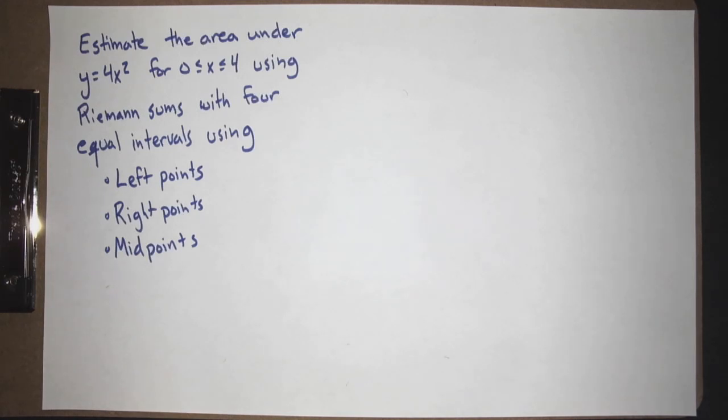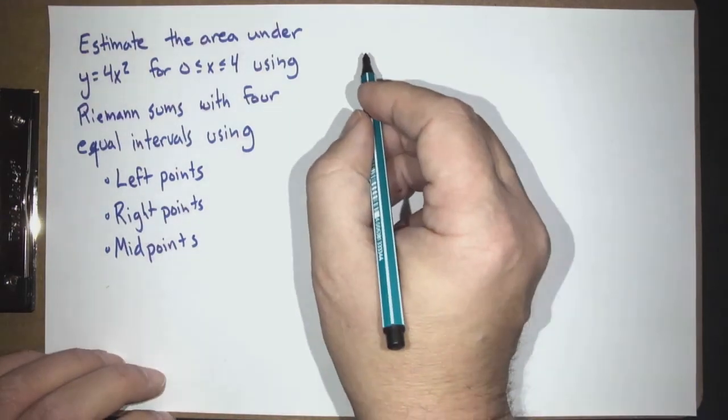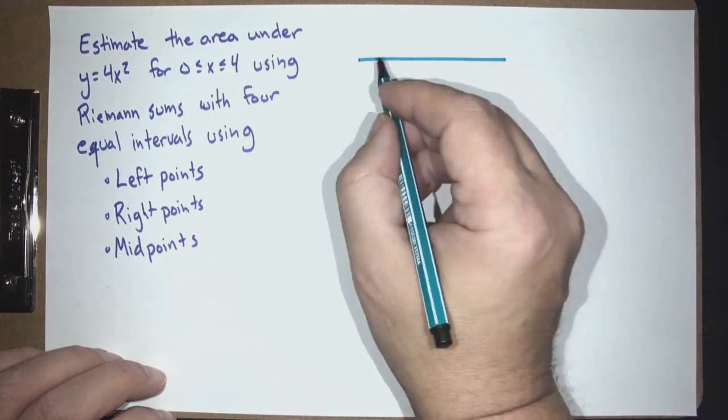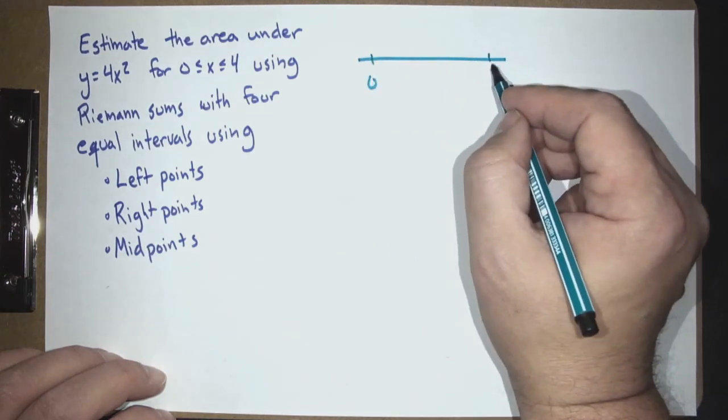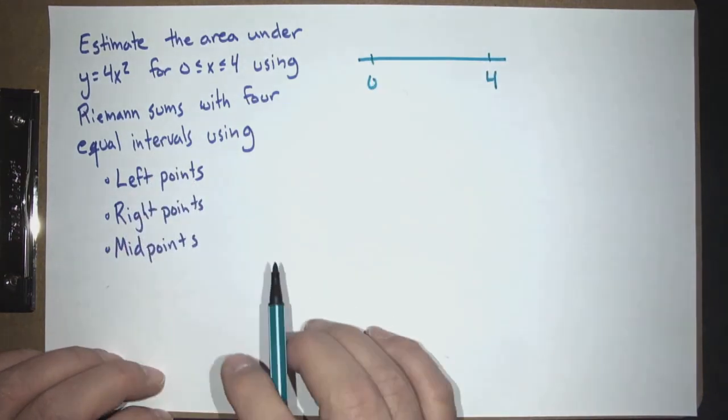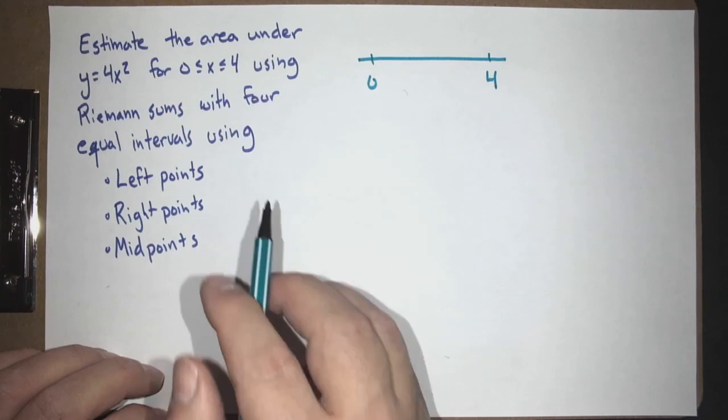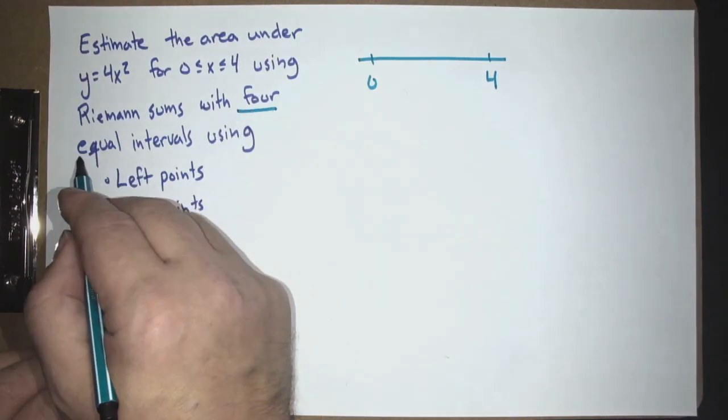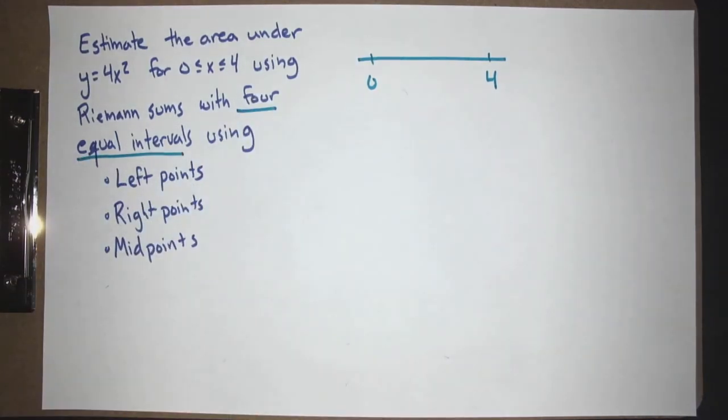Okay, so let's start by talking about how we're breaking things up. We're going from 0 to 4. We want to break it up into 4 equal intervals. How do we know that? Because it tells us. So, given that they're equal in size, how big will the intervals be?